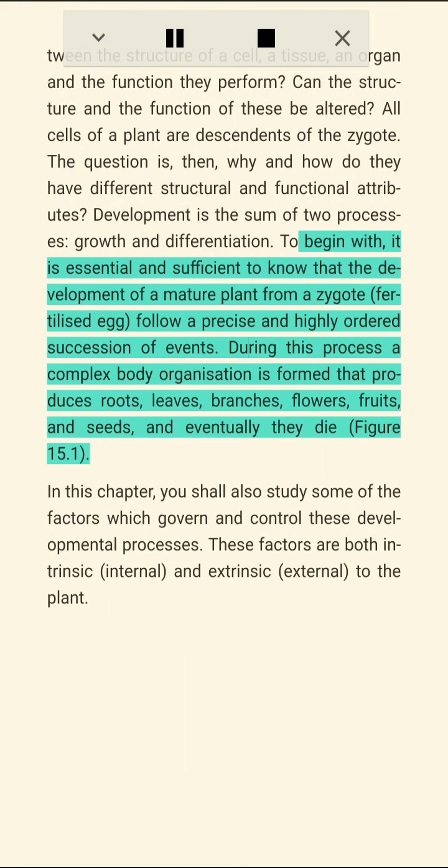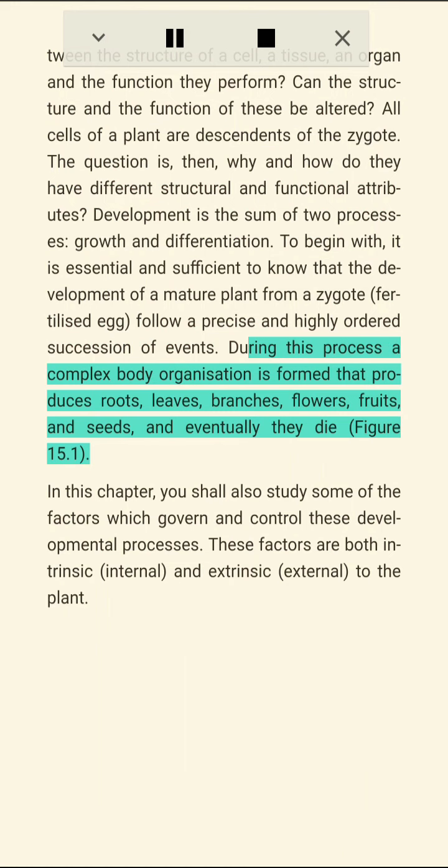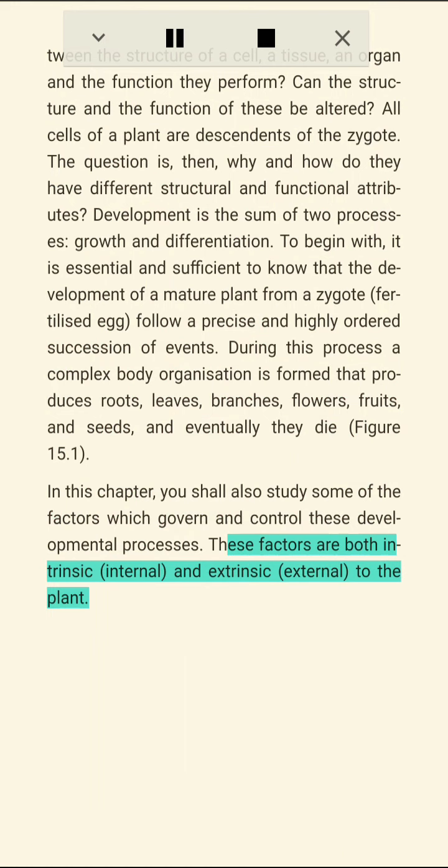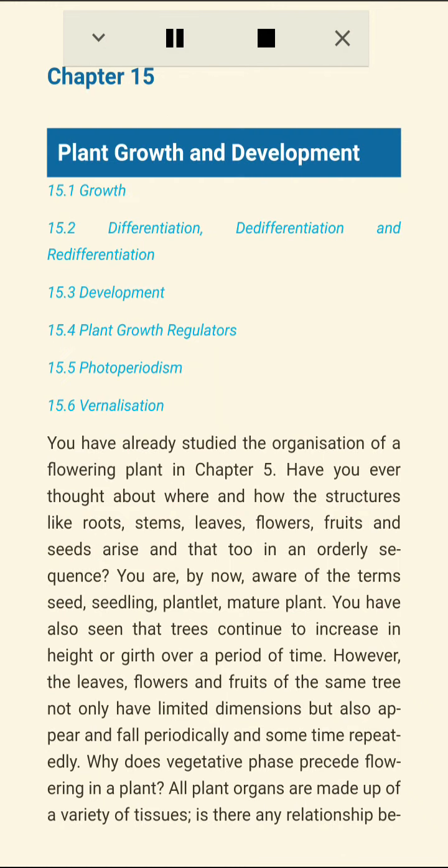To begin with, it is essential and sufficient to know that the development of a mature plant from a zygote (fertilized egg) follows a precise and highly ordered succession of events. During this process, a complex body organization is formed that produces roots, leaves, branches, flowers, fruits, and seeds, and eventually they die. Figure 15.1. In this chapter, you shall also study some of the factors which govern and control these developmental processes. These factors are both intrinsic (internal) and extrinsic (external) to the plant. Figure 15.1 Germination and seedling development in bean.